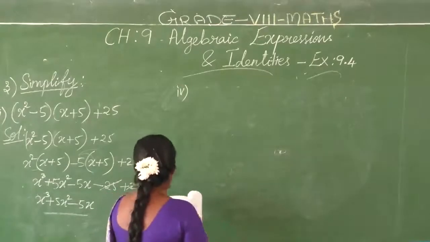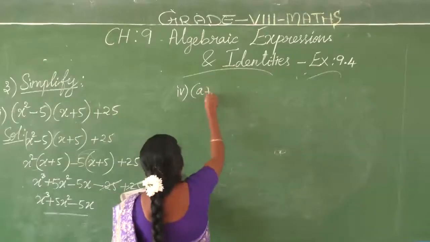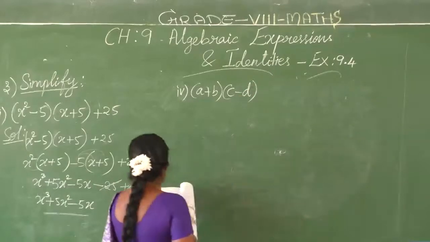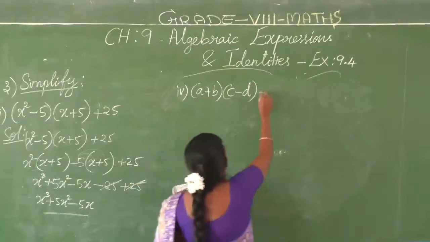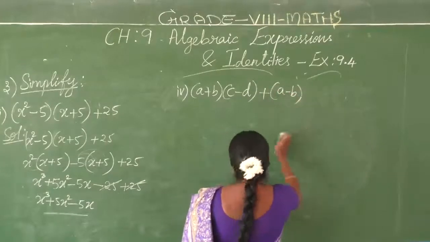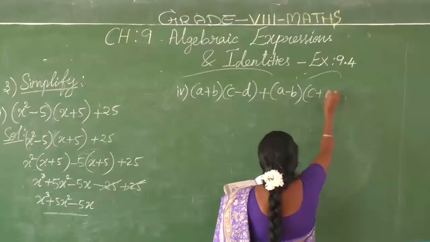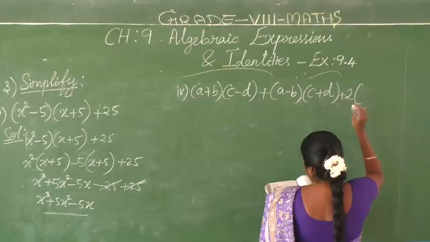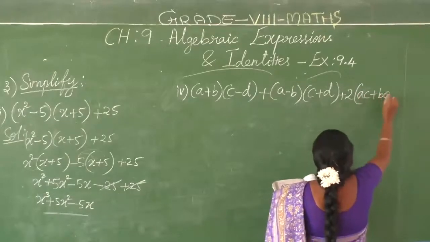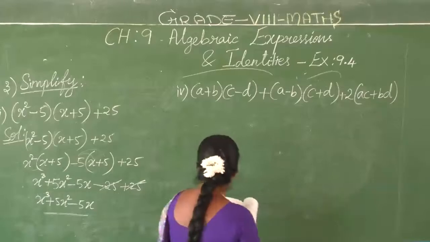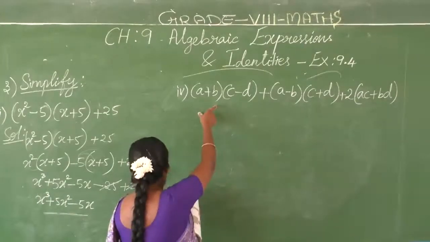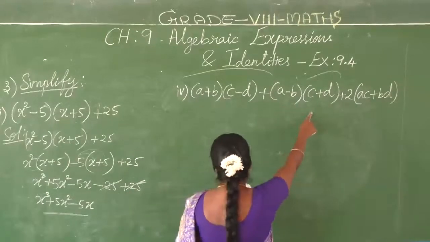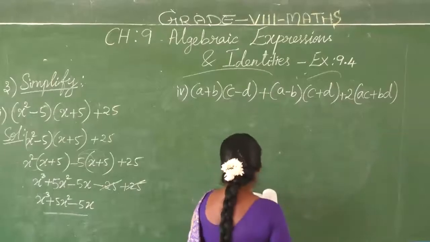Okay, fourth one, what is given? (a plus b) into (c minus d), plus (a minus b) into (c plus d), plus 2 into (ac plus bd). A little bit bigger level. Okay, what is the question? Again I am telling, (a plus b) into (c minus d) plus (a minus b) into (c plus d) plus 2 into (ac plus bd).